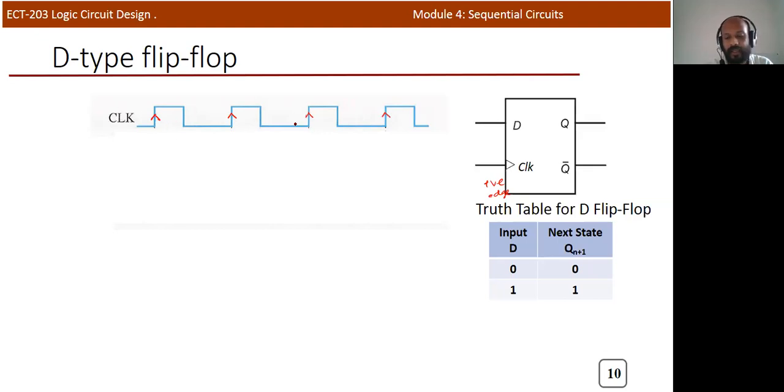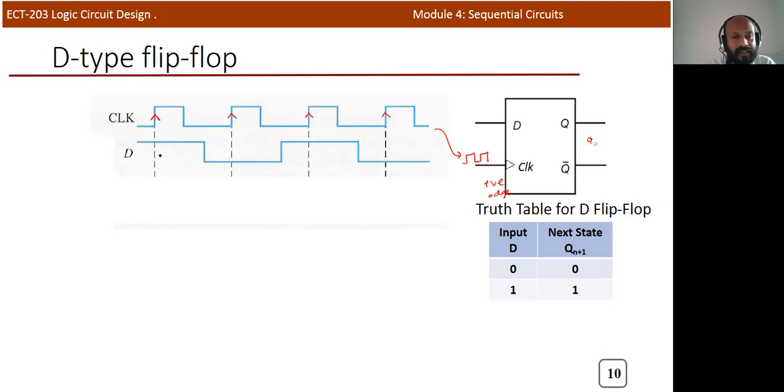This is the clock signal applied to this particular flip-flop. Now we can see a random D input also. Assume that this is the D input. It's high, low, and at some point changing, and we need to find out the Q output. What will be the Q output? Now we can discuss that.